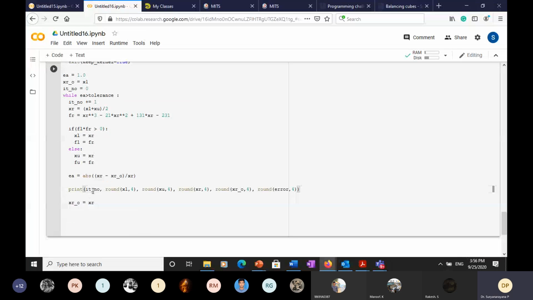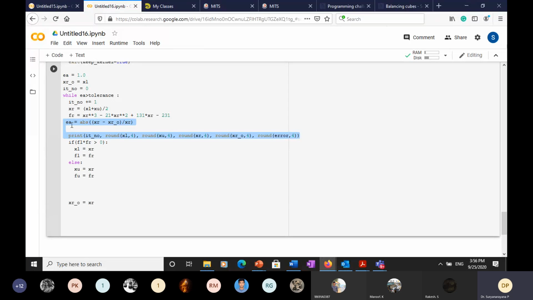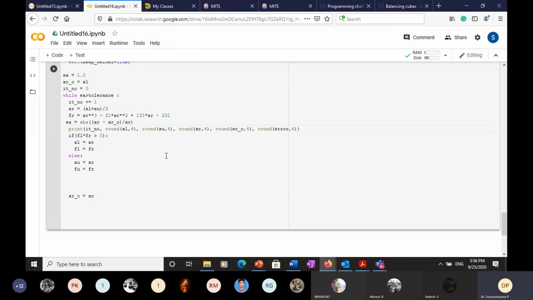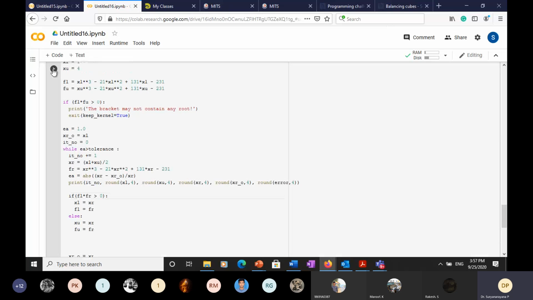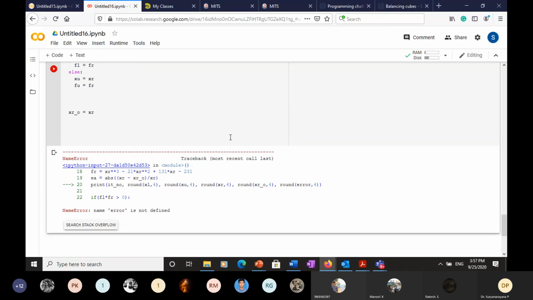So for each iteration, it will print the iteration number. What was the lower limit? What was the upper limit for that iteration? What is the root found in that iteration? What is the root in the previous iteration? And what is the error? Actually, I'll do this here immediately because after that it's changing the values. Okay, see, this is the method. So I'll run it. Obviously, there's an error.